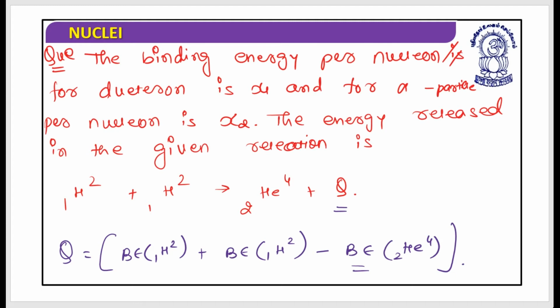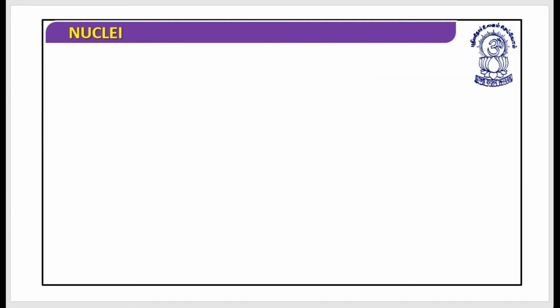Is it clear? Yes. So what the data is given, it's a binding energy per nucleon. Please have a look at this. Per nucleon for deuteron is x1. So that means the binding energy for deuteron is 2x1. I hope this is clear. Binding energy for deuteron is 2x1, and we have two deuterons, so it's 2x1 plus 2x1.